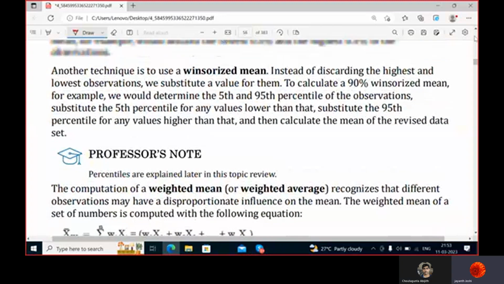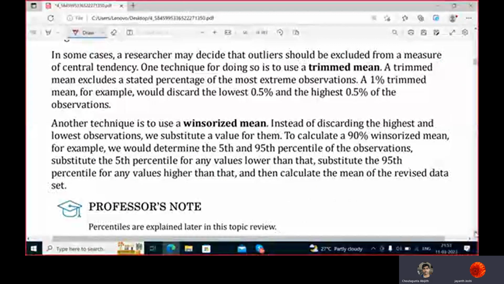So I said, you mean what we say is very much impacted by extreme observations, correct? Okay.